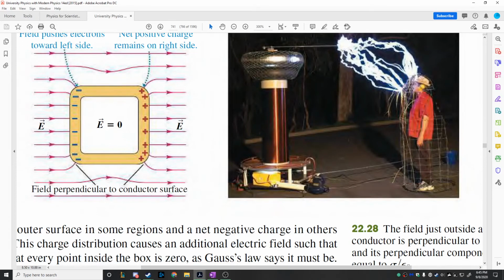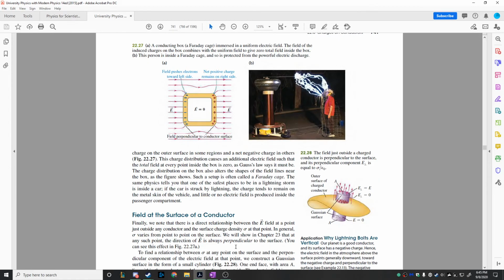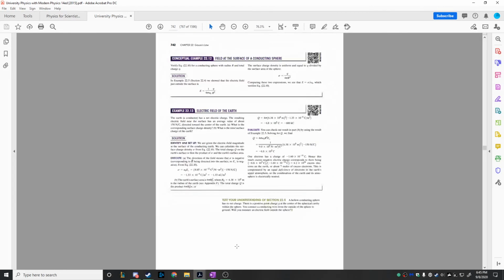It says if you're in a conducting box... What does it say, Ash? If a car is struck by lightning, the charge tends to remain on the metal skin of the vehicle. Little or no electric fields are produced inside the passenger compartment. 771? Do you want to go 771? Okay.